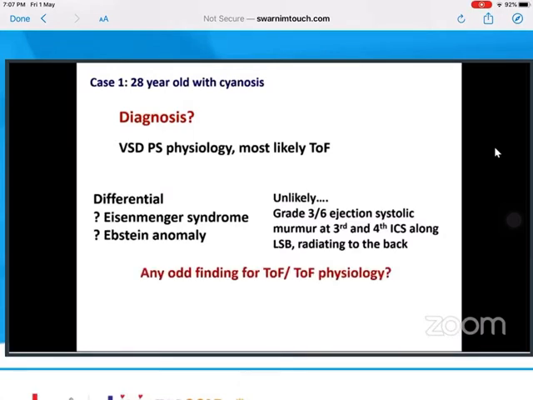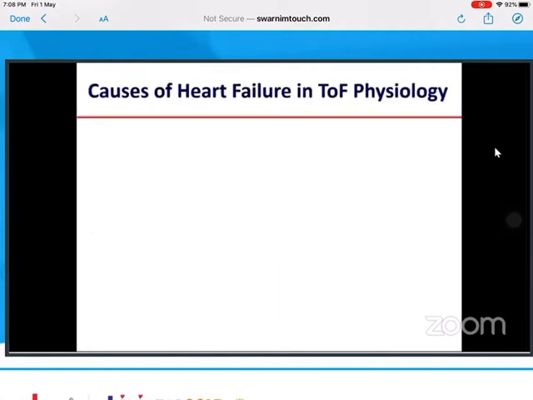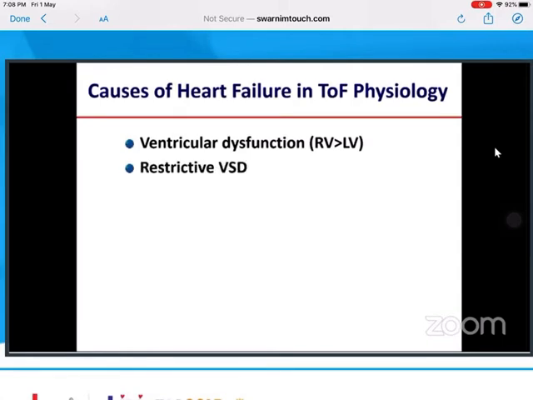But then there is an odd finding for tetralogy, which is presence of heart failure, because we saw JVP was 6 centimeters and liver was 2 centimeters below the costal margin. So the question is, what are the causes of heart failure in tetralogy or tetralogy physiology? I think this is more likely to happen in adults beyond the age of maybe 20. That could be primarily because of severe hypoxia producing ventricular dysfunction, which could be right and left, but generally right is worse than the left ventricle.